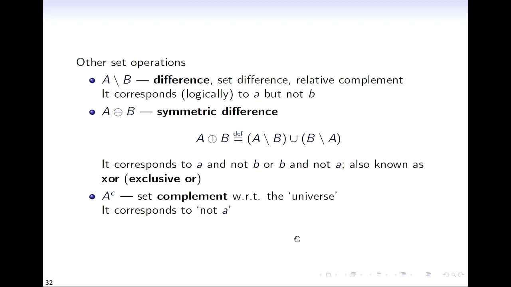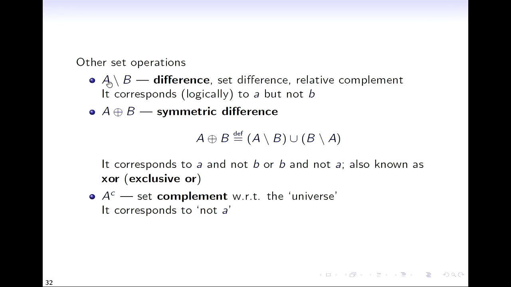Other very common set operations would be the set difference, where you take all the elements that are in A, but not in B. Sometimes also known as the relative complement. It does correspond to, logically speaking, satisfying the property A, and at the same time not satisfying the property B.